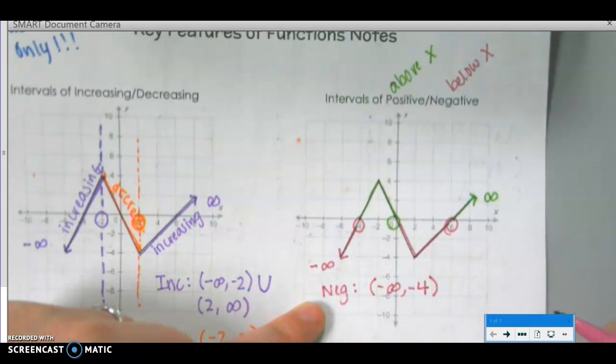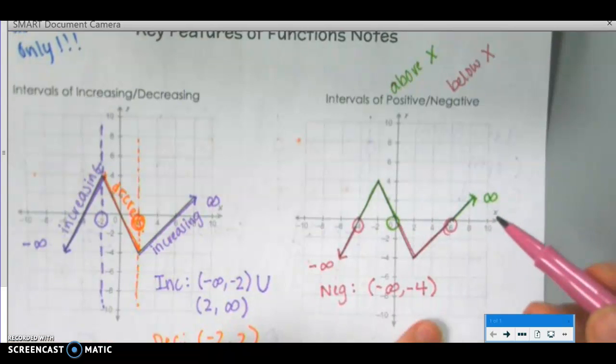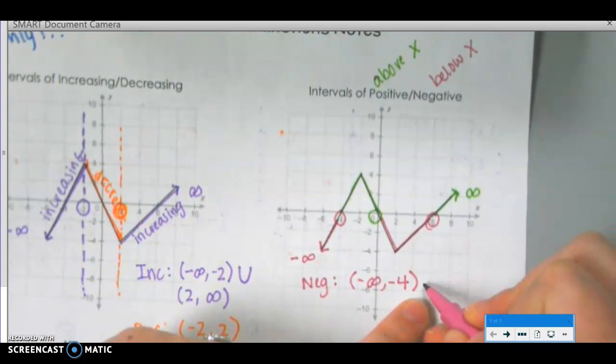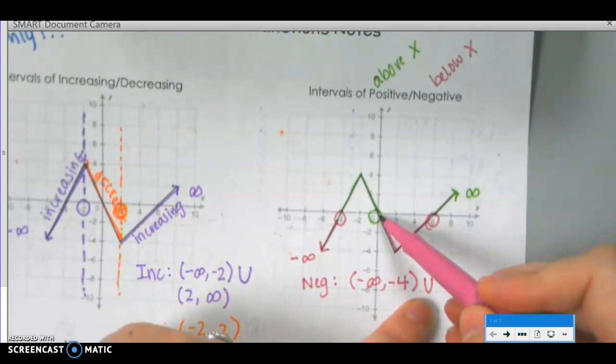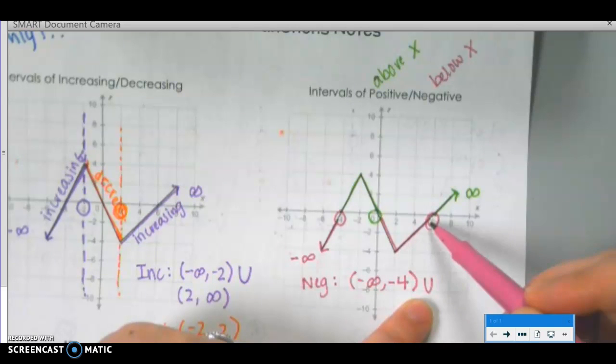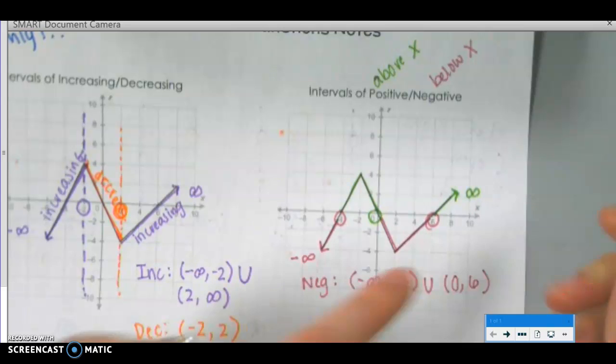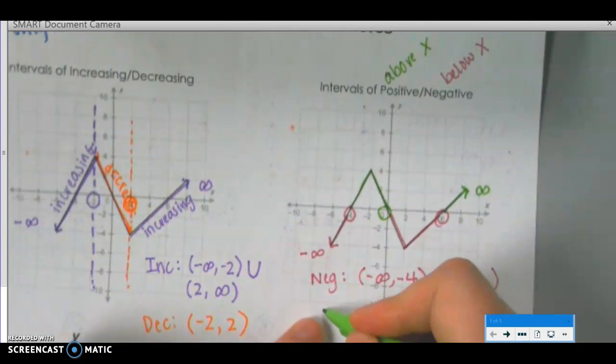All right, and again, parenthesis because on the x-axis is 0, and 0 is really neither positive nor negative. So that's why we use a parenthesis there. All right, now I do have another piece that's negative, and start on the left, 0 to 6. From 0 to 6, that's negative as well. All right, positive.